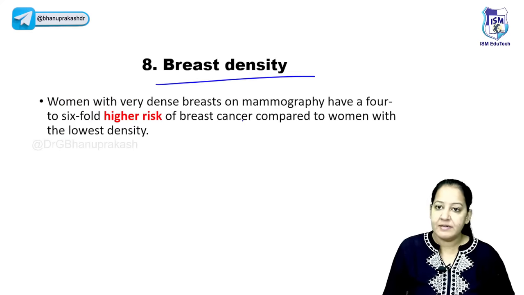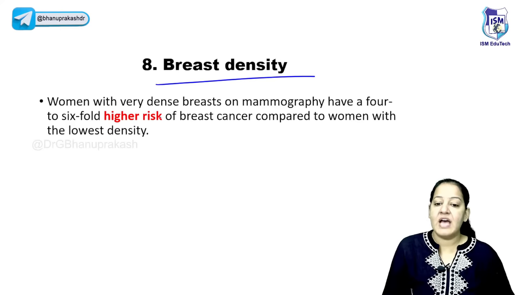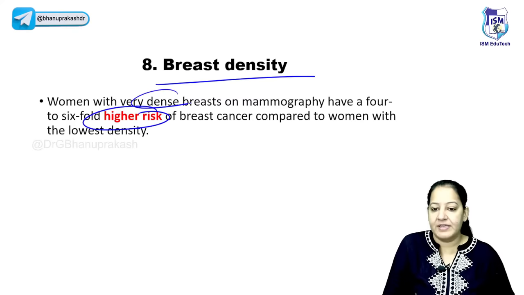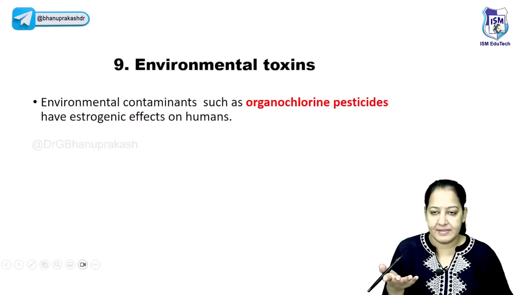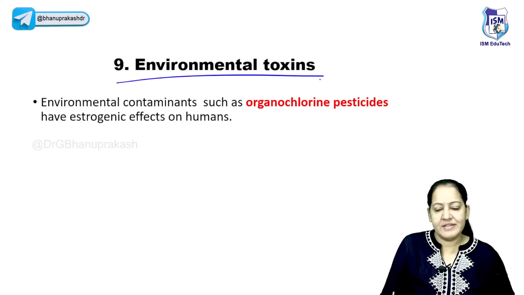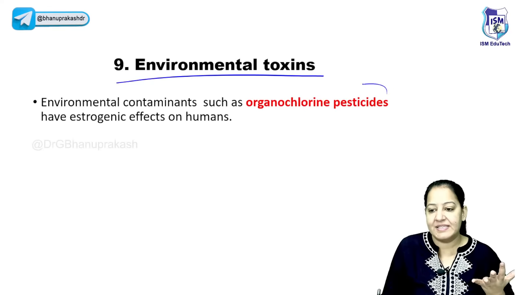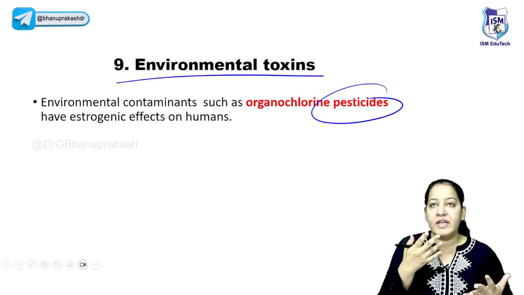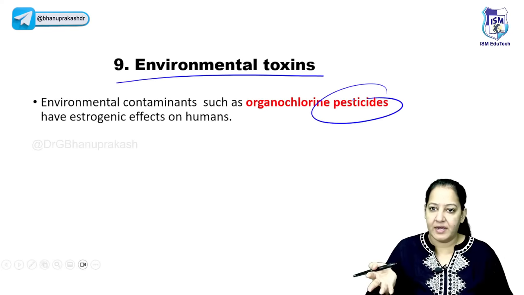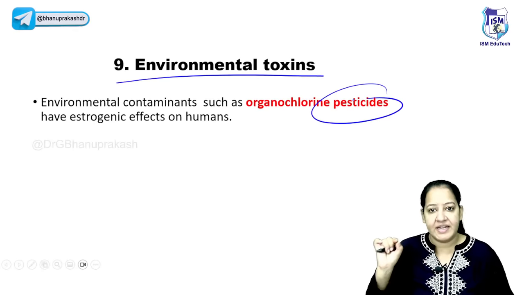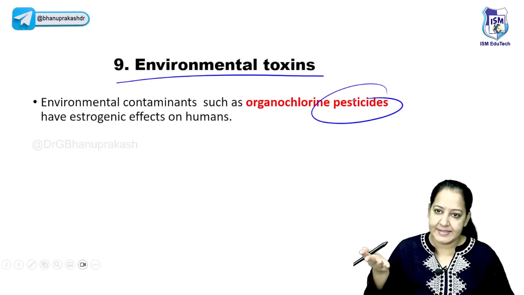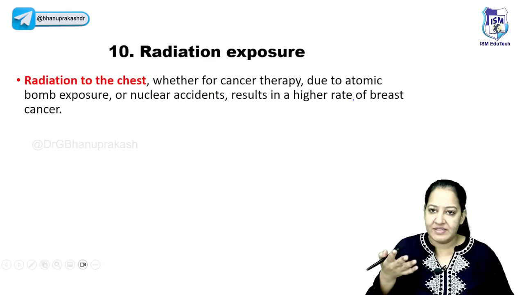Female to female, the breast density differs. So the females who have high breast density have a high risk of developing breast cancer in the future. Okay, the next is environmental toxins. In the environment, we have multiple pesticides. We are eating, drinking, and inhaling multiple chemicals surrounding us. Some of them may be mutagenic, which can cause mutations and lead to cancers. So environmental toxins are always a risk factor.